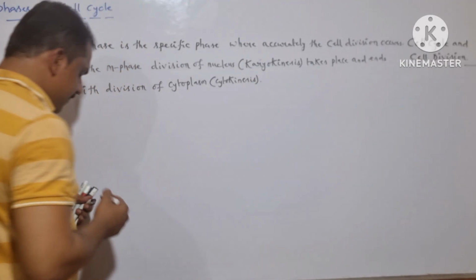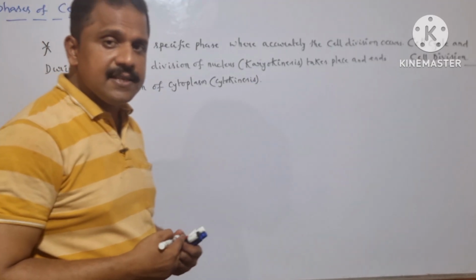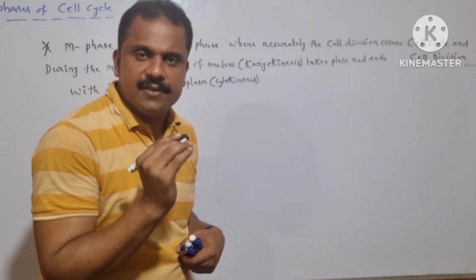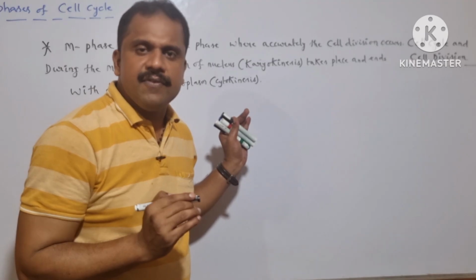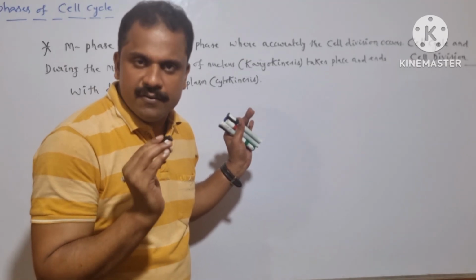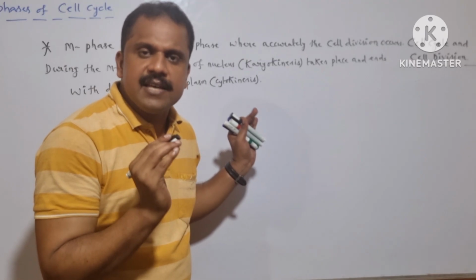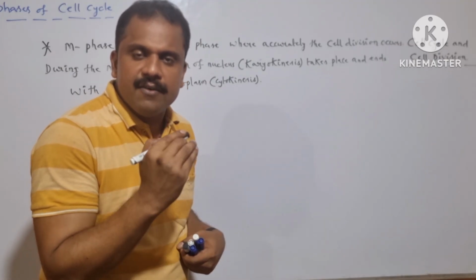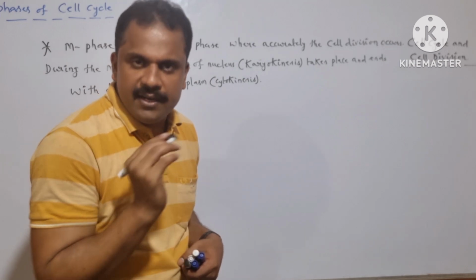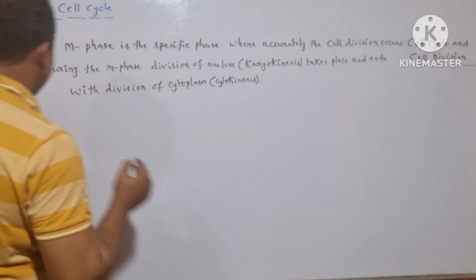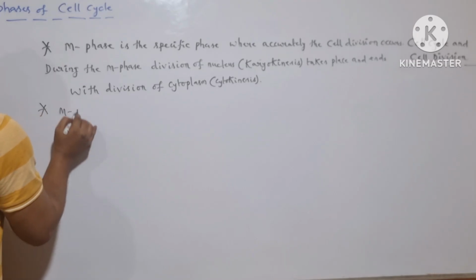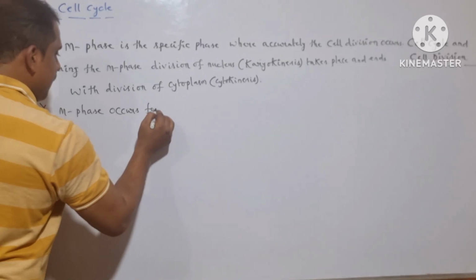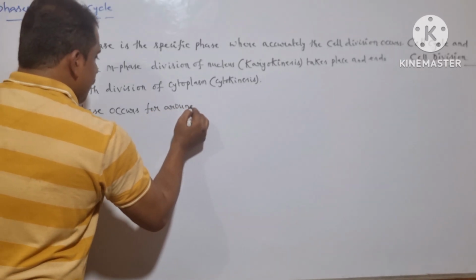As already mentioned, out of 100% of the cell cycle, nearly 95% is spent in interphase. The duration of the M phase is only around 1 hour. Is it clear? The M phase or mitotic phase occurs for around only 1 hour, and the rest of the 23 hours occur in the interphase. M phase occurs for around 1 hour.